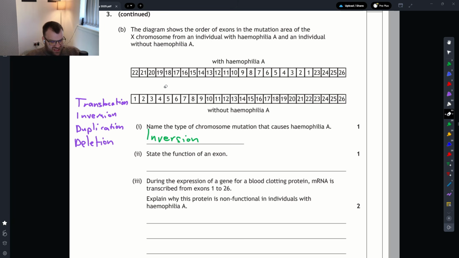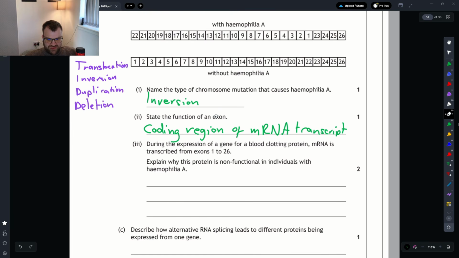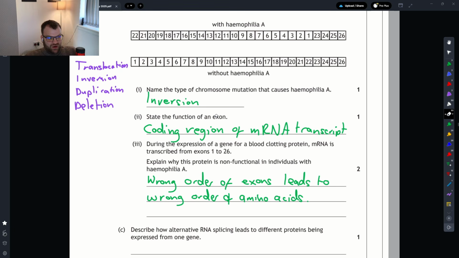When it comes to exons, exons are the coding regions of the mRNA transcript. Introns are non-coding, that's why they are removed. Then in the next one, why is the protein non-functional in people with the condition? Well, the exon order has changed, which means that the order of the amino acids will be different. And if you've got a different chain of amino acids, they won't fit together in the same way. The shape of the protein will be different, and it won't do the job it was supposed to do.